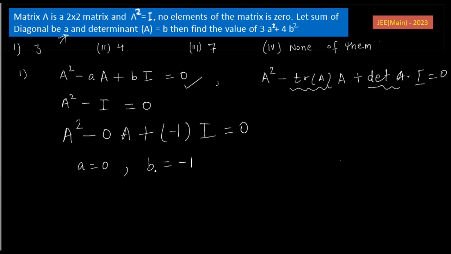Once we put the values of small a and small b in this expression, 3 times 0 square is 0 plus 4 times negative 1 square is simply 4. So the value of 3a square plus 4b square is simply 4, and option 2 is correct. Let us see one more question.